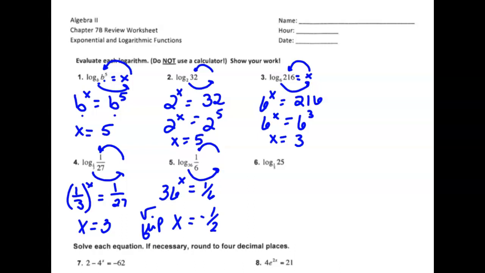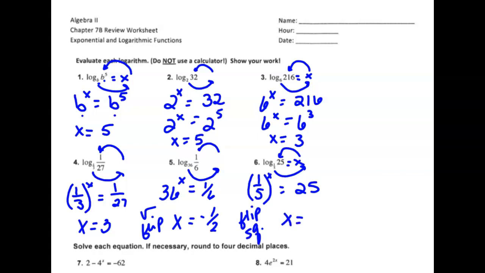Our sixth example here with the no calculator part, we have a base of 1/5. We're raising it to some power to get us back to 25. So now again, we have to flip it. We have to make that 1/5 turn into a 5, and then we have to square it to make it a 25. So we have to flip and square. Flipping means it has to be negative. Squaring means we would need a 2. So we need a power of -2.